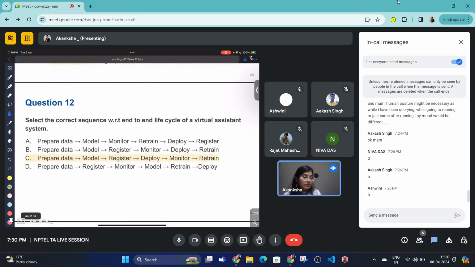So the correct sequence becomes this: first is prepare data, then we model it, train a model, then we register it. After registry, we want deployment. Then after the product is launched, we will monitor how it's performing. Then we retrain, and then the cycle continues. We take new data, then we again model it, and that way we can store all the versions. So we can have track history.